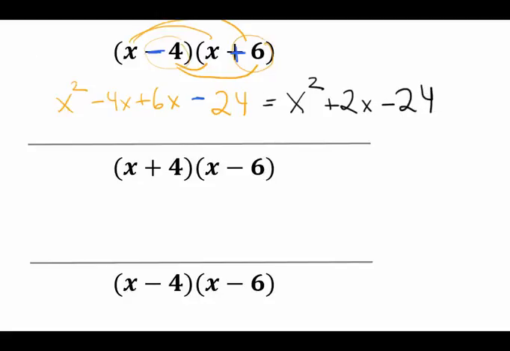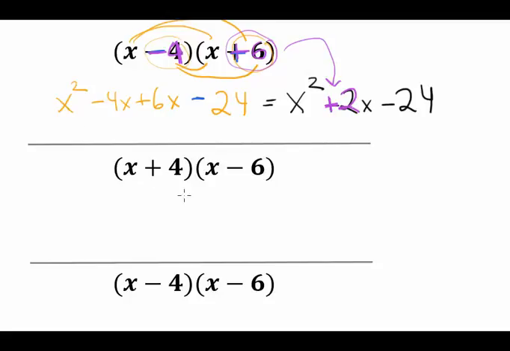I want to call your attention to the fact that our middle term here is positive, with a coefficient of positive 2. If I look at the numbers 6 and negative 4, the larger number, 6, is positive. So when the larger of these two numbers is positive, we should expect the coefficient of the middle term, the x term, to be positive as well. Let's take a look at what happens here.